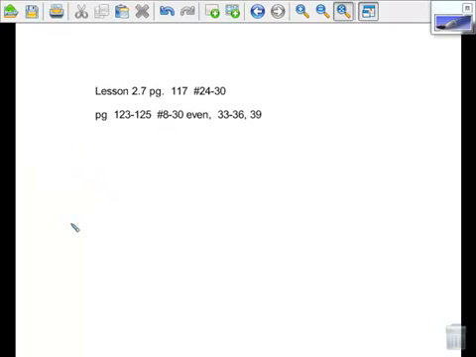And here's your assignment if you want to start it. This page 117 is actually lesson 2.6, just a couple extra cross product problems for you. And then 2.7 starts on 123, goes to 125, 8 to 30 even, 33 to 36, and 39.